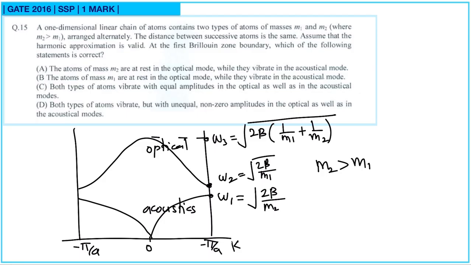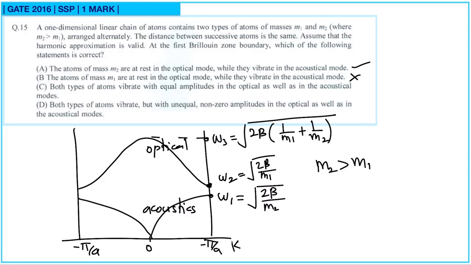Now option A: the atoms of mass m2 are at rest in the optical mode while they vibrate in the acoustical mode. See, this is the optical mode, and in the optical case only mass m1 is vibrating, and in the acoustic mode only mass m2 is vibrating. So A is correct. Option B: the atoms of mass m1 are at rest in the optical mode while they vibrate in the acoustical mode. So this is not correct.